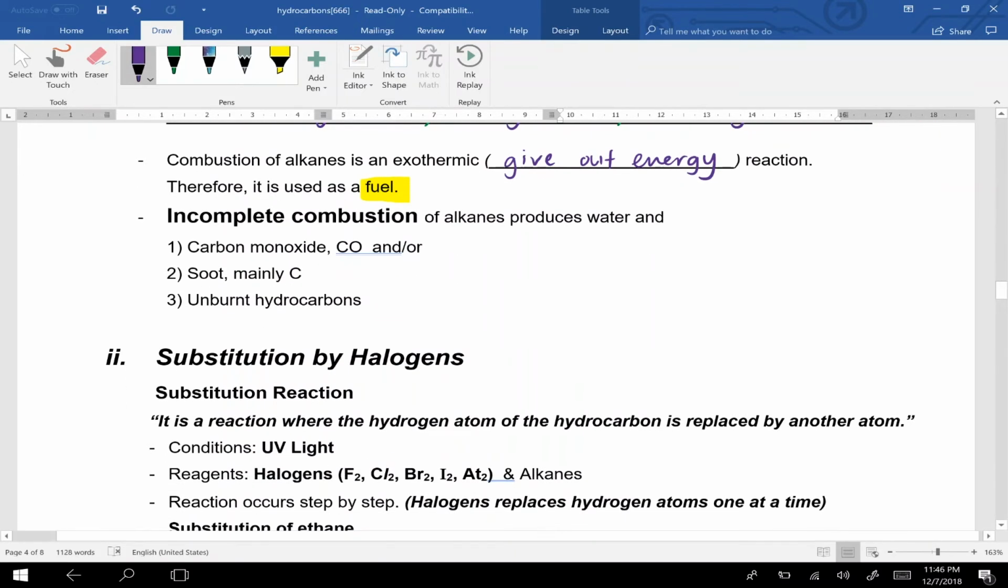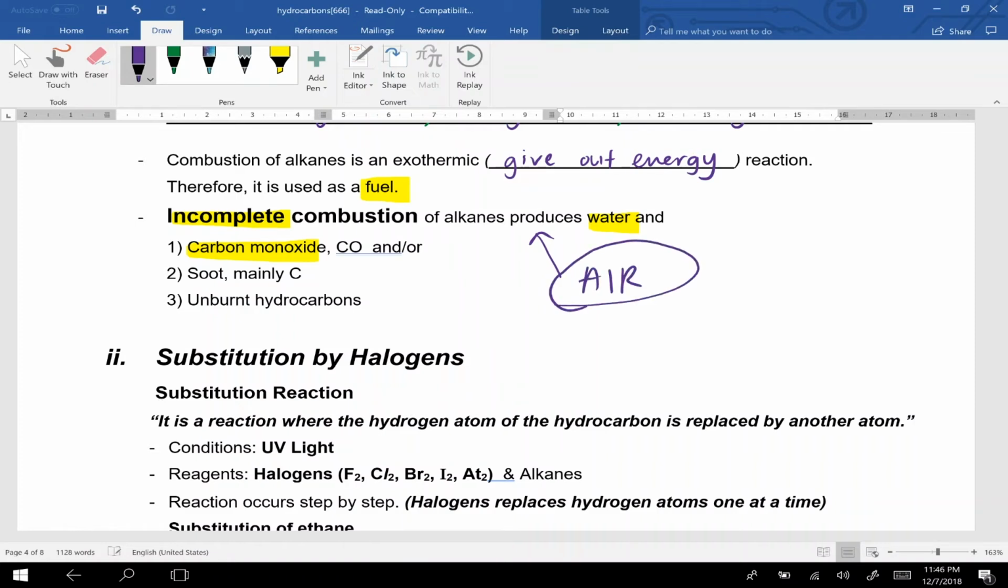Next, incomplete combustion of alkanes produces water, carbon monoxide, soot, and unburned hydrocarbons. The important thing you need to take note of here is carbon monoxide and water. No matter what, water is always produced. This is related to the topic in air, so you can go back to revise on air.